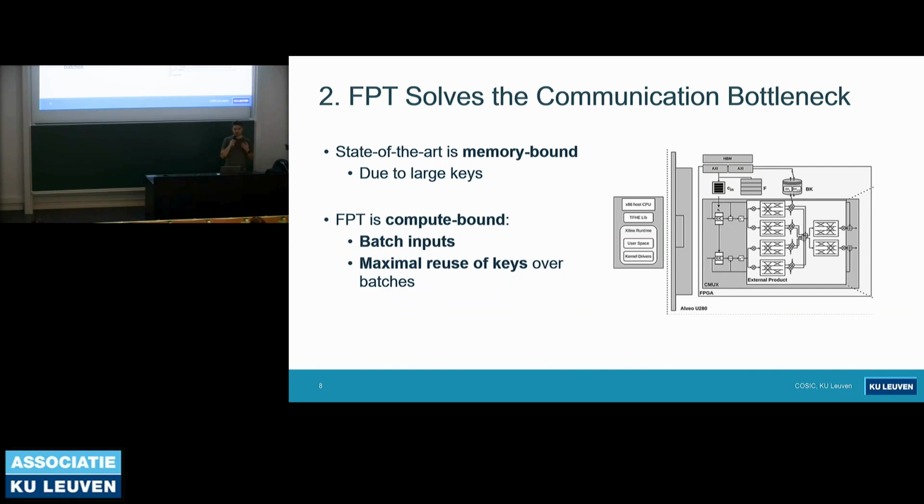And as a result, we can be entirely compute bound because we only need to load this key once to process the entire batch instead of doing it for each input separately. So really this maximal reuse of the keys allows us to be compute bound rather than memory bound. And typically it's very favorable to be compute bound because you can throw extra area, extra compute resources at the problem, whereas memory bound you're typically very limited by what is available in the current technologies.